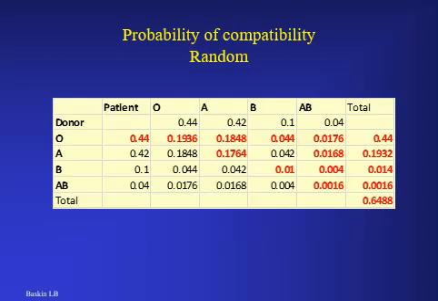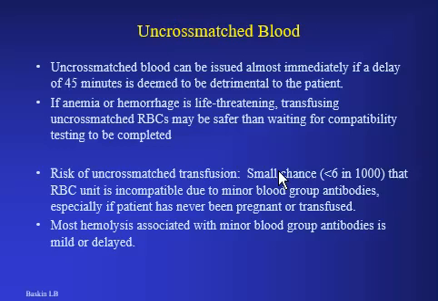Now, using the frequency distribution that we presented earlier for the U.S. for ABO groups, I've just created a table here that shows if blood were chosen randomly and the patients were random, you can see in the bold and red numbers the ones that would be compatible. So about 65% of the time would you just by chance pick compatible blood.